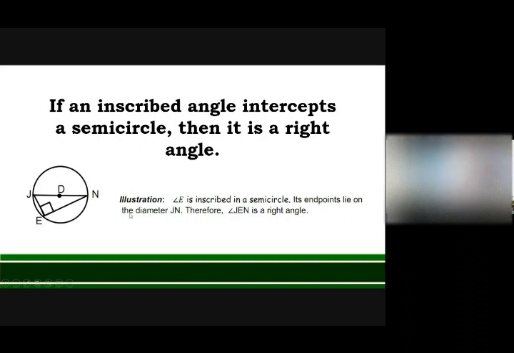Okay. So this is the illustration from the figure. Angle E is an inscribed angle in a semicircle. Its endpoints lie on the diameter JN. Therefore, JEN is a right angle.